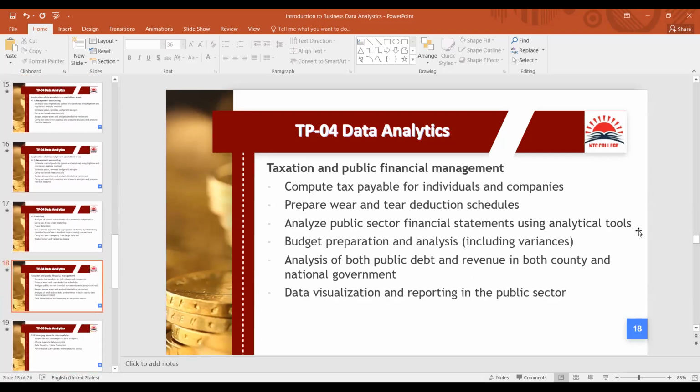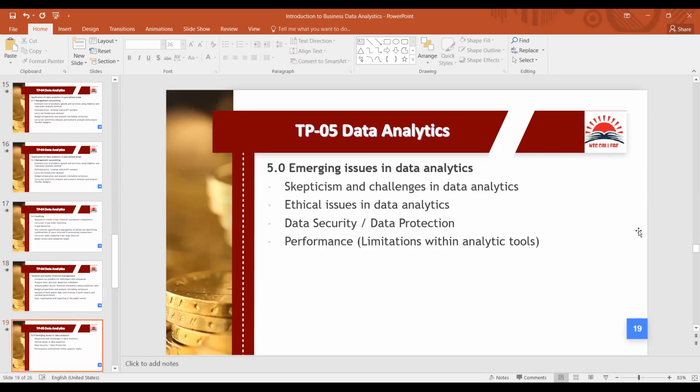There's also the element for those in taxation and public financial management. You will be able to compute tax payable for individuals and for companies, and prepare wear and tear. Of course, we'll be doing all this using the statistical functions in Microsoft Excel, and at the end of the day, you'll be able to pick insights. One thing that I didn't mention is that when you'll be doing your exams, remember 75% of the entire course, actually the better percentage, they'll be asking about the practical bit.